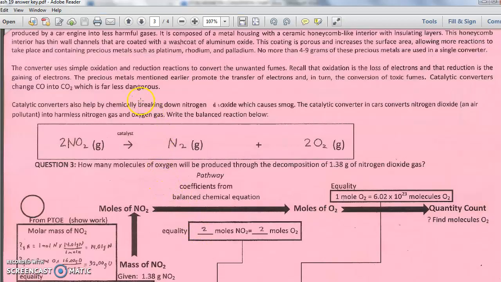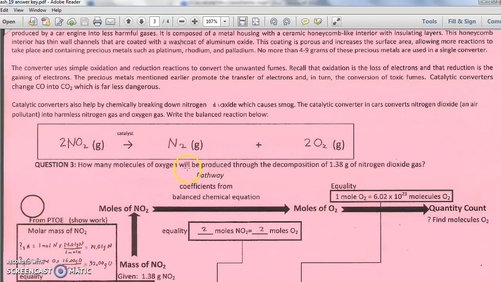Problem number 3 has a nice little description, which leads us to this chemical equation right here. In this chemical equation, we have NO2 decomposing into N2 and O2. We have to balance that. We're going to have a 2 after the N and a 2 after the O because nitrogen and oxygen are both diatomic elements. If we have diatomic nitrogen here, we need a 2 in front of NO2. 2 times 1 is 2. 2 times 2 oxygens is 4, so we need a 2 in front of this. We now have our balanced chemical equation.